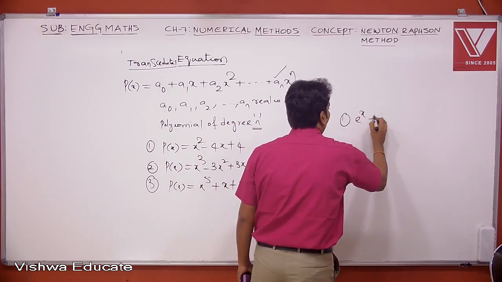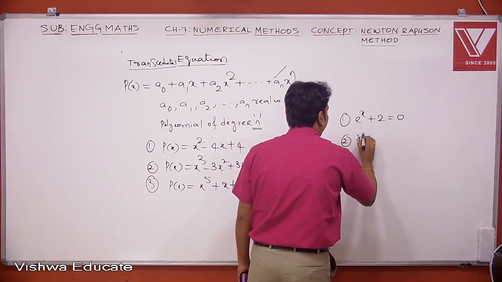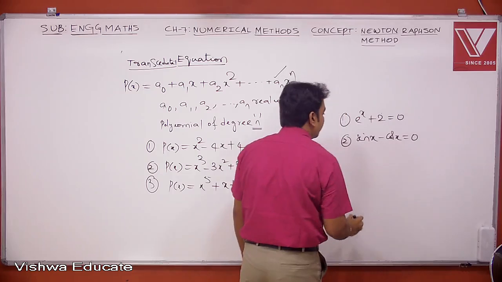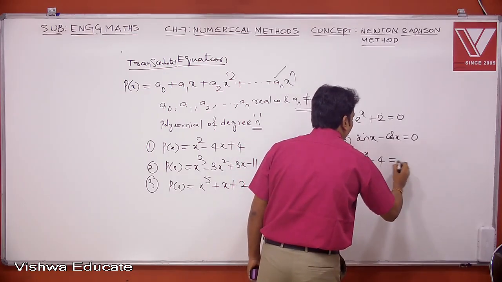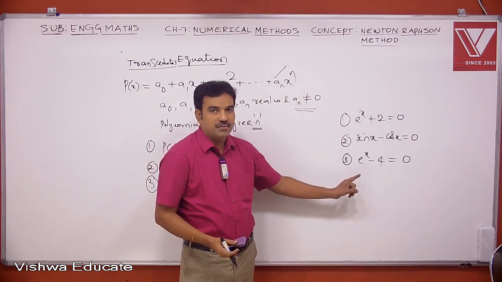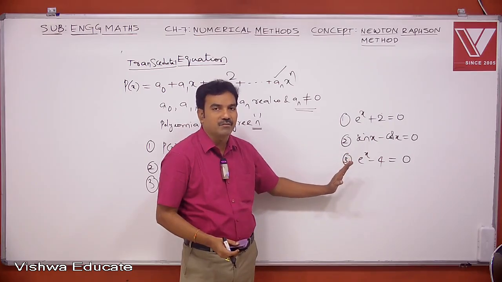Suppose I have e power x plus 2 equal to 0. For example, sin x minus cos x equal to 0. e power x minus 4 equal to 0. Now these are not polynomial expressions. So any expression which is not a polynomial is called a transcendental equation.